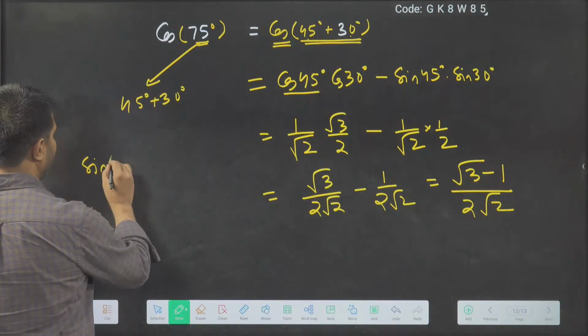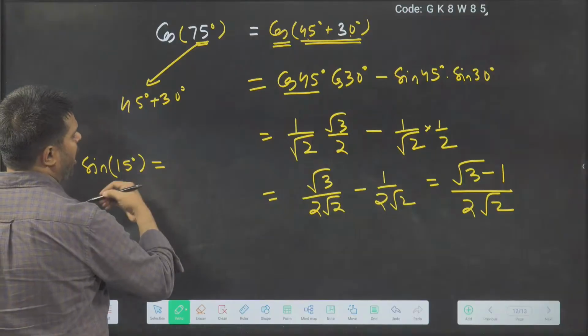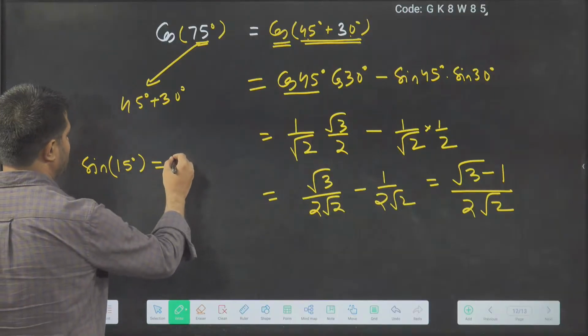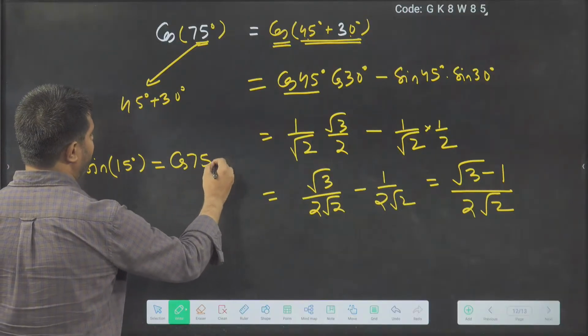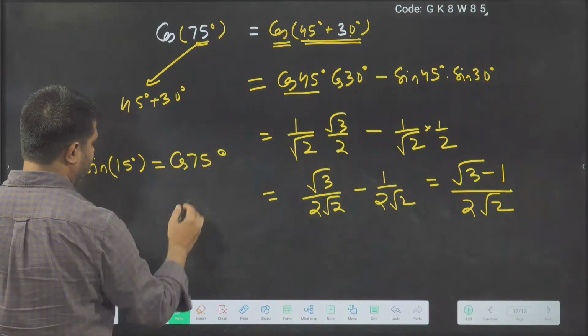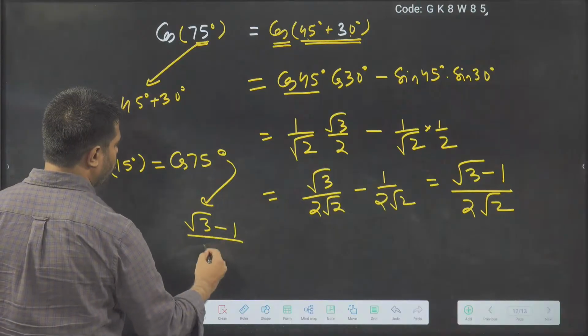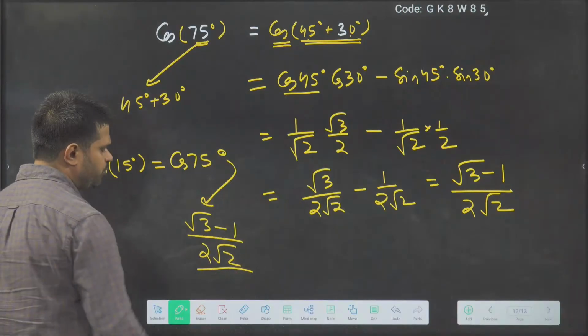Sine 15 degree is the same as cos 75 degree, and both are equal to root 3 minus 1 by 2 root 2.